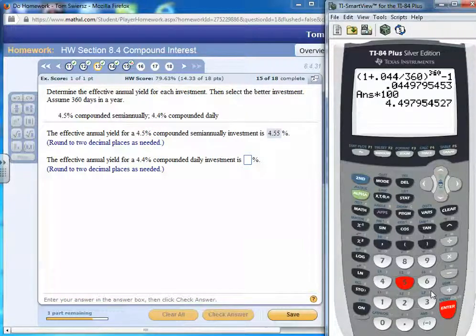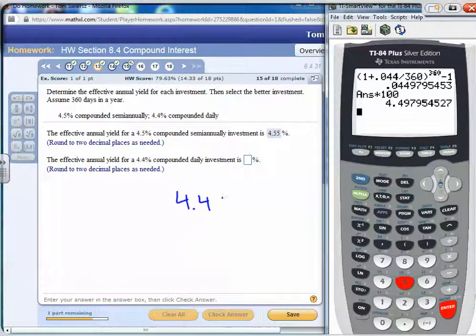4.497. So again, 4.497, we round up, so the 9 would become a 0, and then we'd have to make the 4 a 5, so it would actually be 4.50%. So compounded daily will be 4.50.